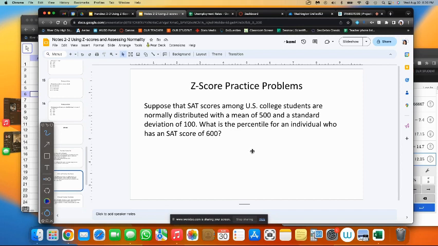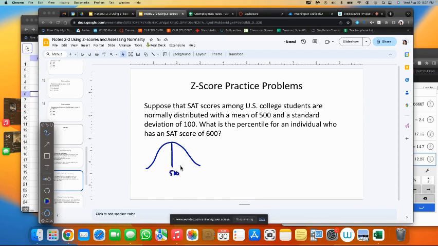Okay, so let's take a look at this one. Suppose that SAT scores among U.S. college students are normally distributed with a mean of 500 and a standard deviation of 100. So first thing we're going to do is sketch a distribution with real world values. So here's my distribution. Our mean in this case is 500. And we're going to find the numbers 1, 2, and 3 standard deviations above and below.